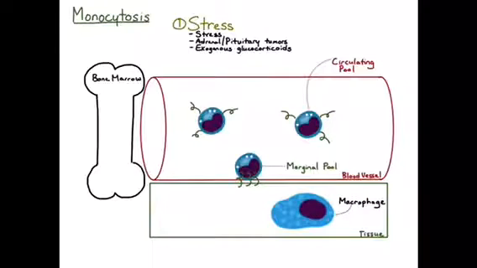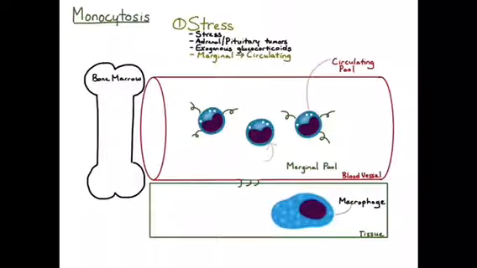But whatever the cause of the glucocorticoid, this causes the cell adhesion molecules on the monocyte to downregulate, and that marginal pool of monocytes enters the circulating pool where they can be sampled during a blood draw.